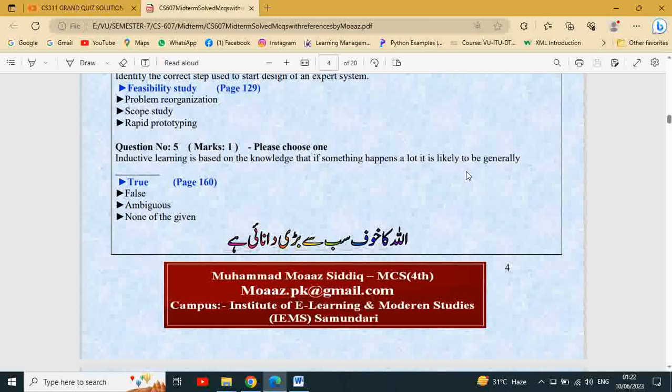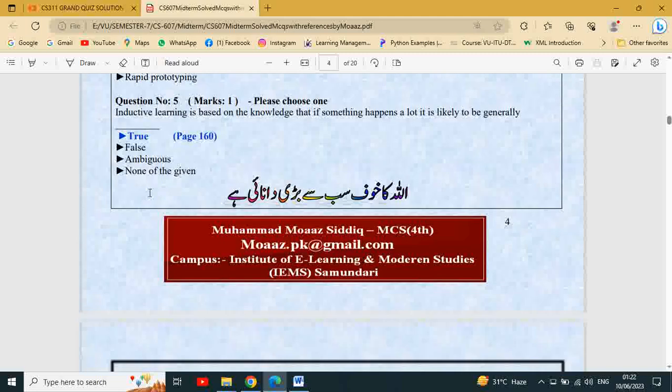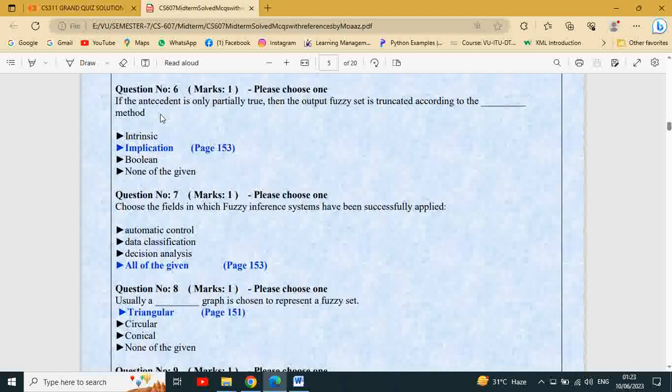Inductive learning is based on the knowledge that if something happens a lot, it is likely to be generally true. If the antecedent is only partially true, then the output fuzzy set is truncated according to the implication. Choose the fields in which fuzzy inference system has been successfully applied.